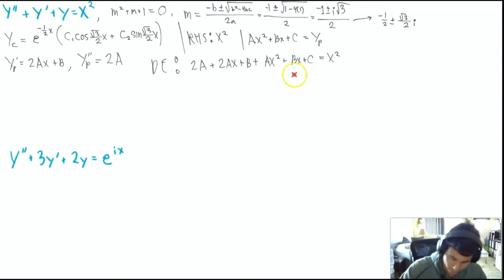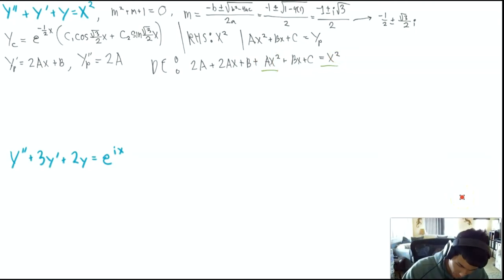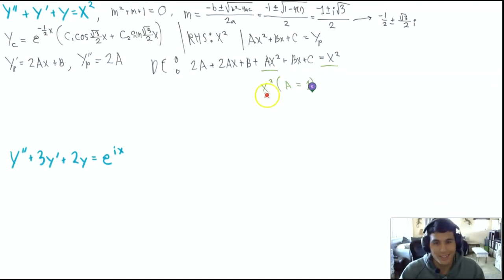Okay, so linear independence. I'm going to underline this term and this term. I'm doing that because they both have x squared. So if we just think about x squared here, a is equal to 1, because this is ax squared and then this is x squared. I literally just drop these down and you can see that a is equal to 1.